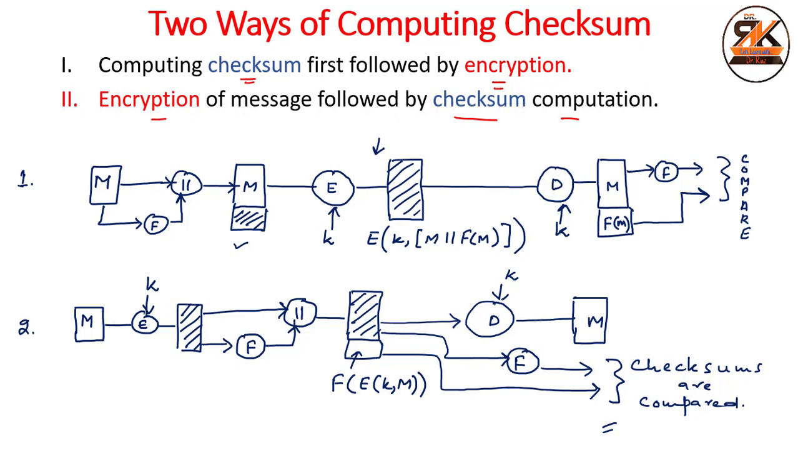So these are the two ways. In the first way, we first compute the checksum and then we do the encryption. In the second way, first we do the encryption and then we compute the checksum. It is clear from these two structures that the second approach is not preferable, as the opponent can construct a message with a varied checksum even without knowing the original message. So this creates confusion.